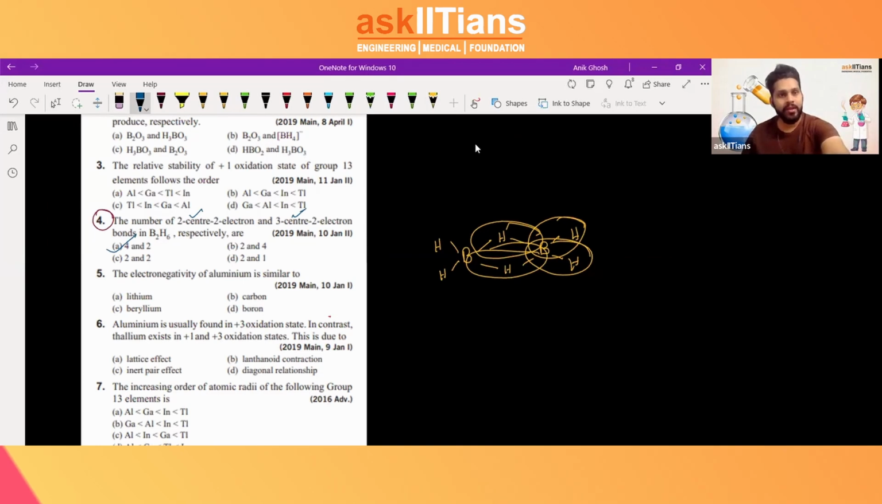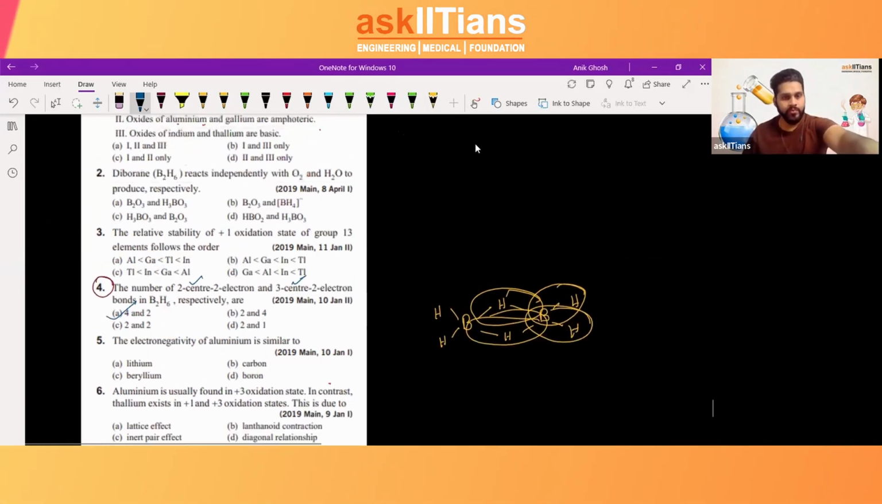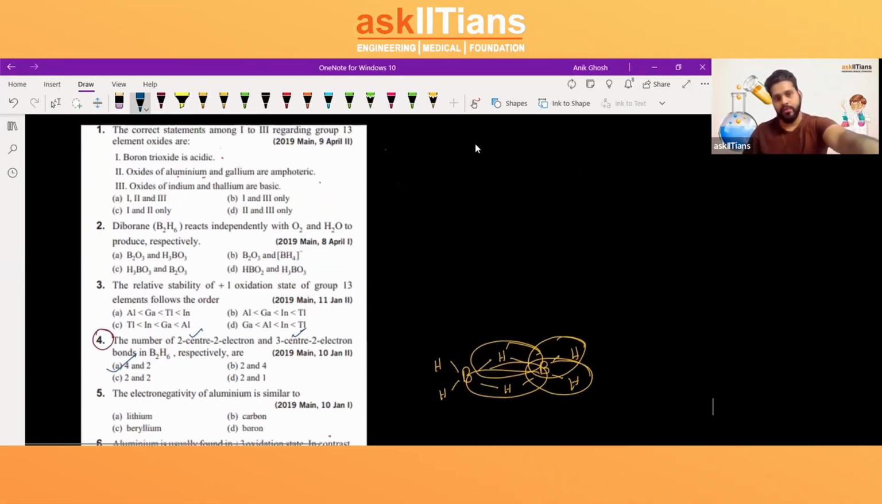Okay. Now similarly, let's solve this question. Diborane reacts independently with oxygen and water to produce what? See guys, when it's a hydrogen system, when you burn it, then definitely it will form an oxide. So the answer is B2O3, boric anhydride, this is something I taught you in group 13 as well. And I've also told you guys, hydrolysis of any boron species would give you boric acid every single time. So your answer is option A.